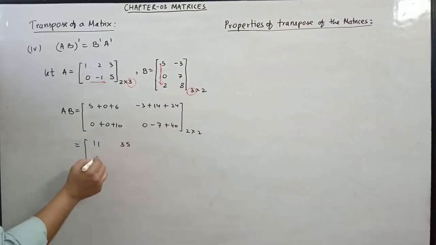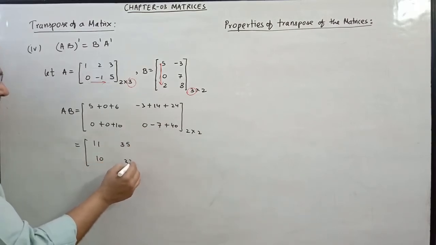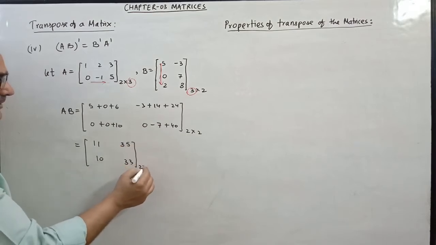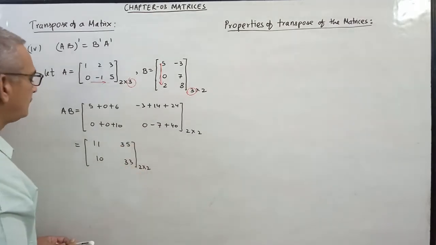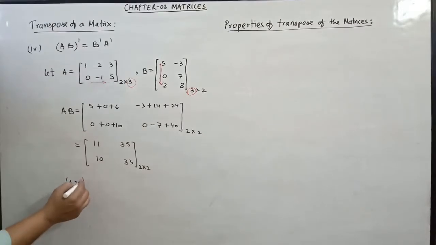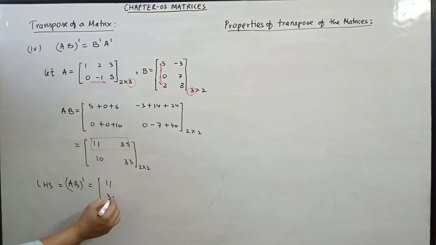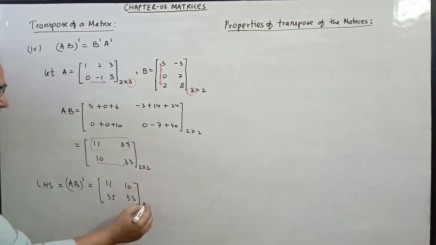Okay, and here we have 10, and this is 40 minus 7 is 33. So that is the matrix of order 2 by 2. And now we'll take the transpose of this matrix, AB whole transpose. That is our LHS. Okay, so what will you get? This first row will become the first column, 11, 35. Second row will become the second column. Okay, so this is our left hand side.